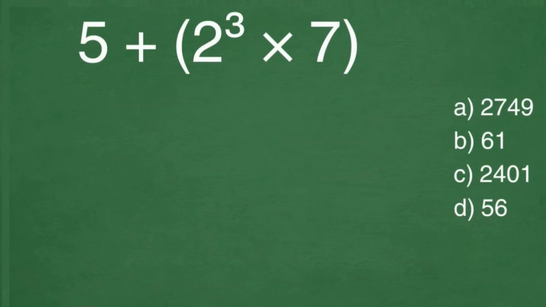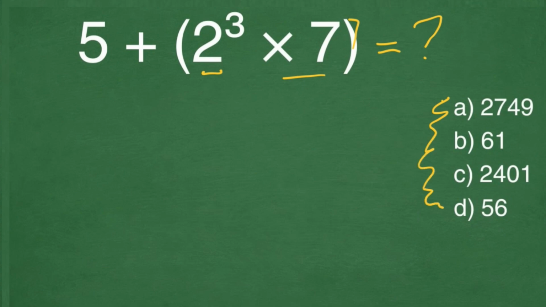Most people will get this question wrong, not because they are not good at math, but because they don't understand a simple mathematics rule. So the question is 5 plus parentheses 2 raised to the power of 3, or 2 cubed, times 7, close parentheses. The question asks us, what is the final answer of this? And we have 4 alternatives.